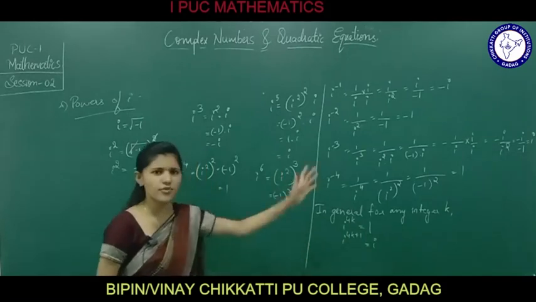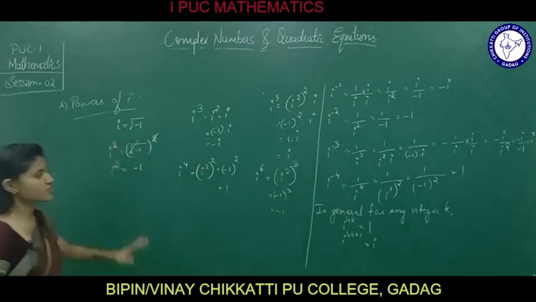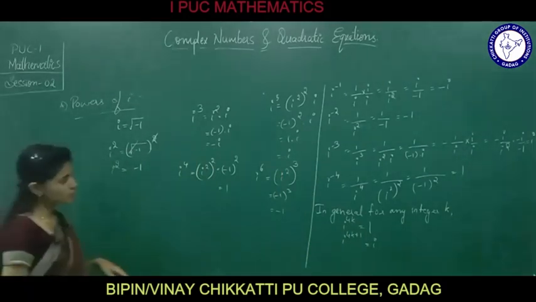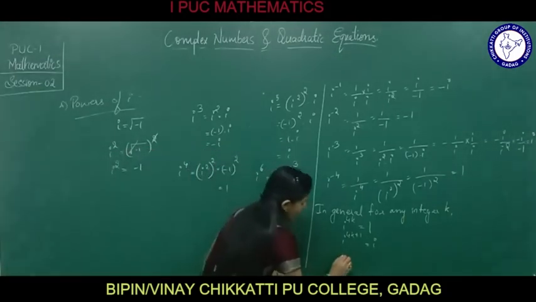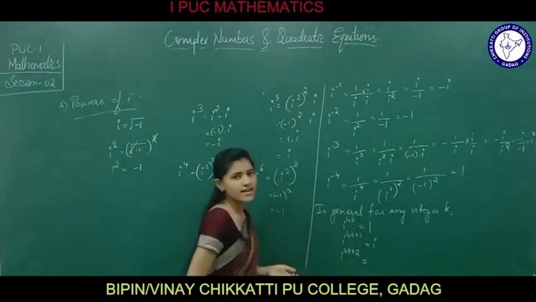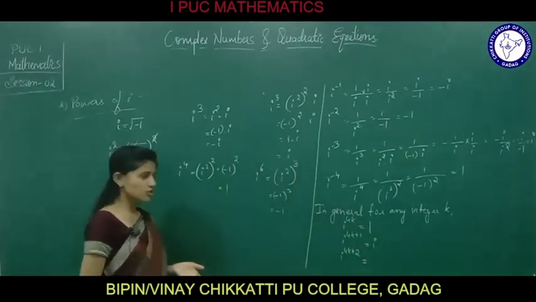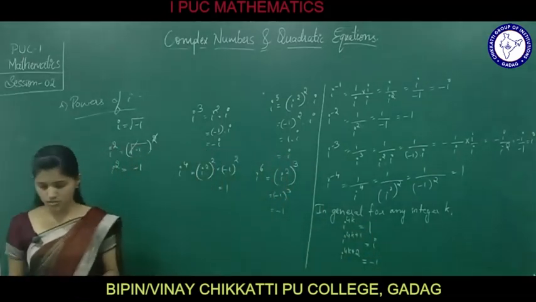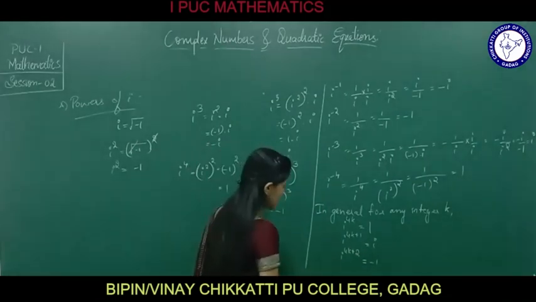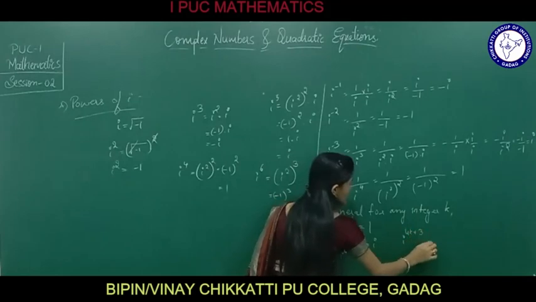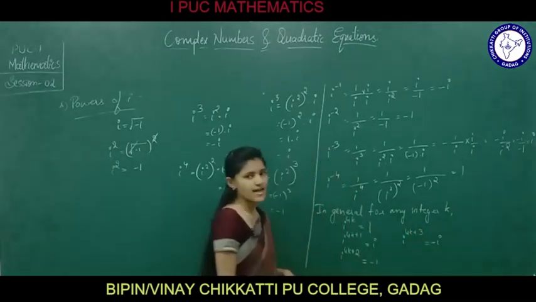This is the general form we are going to write: I raised to 4k is equal to 1, I raised to 4k plus 1 is equal to I, and I raised to 4k plus 2. What value are we going to get? It is going to be minus 1. And one more, I raised to 4k plus 3, will be equal to minus I.